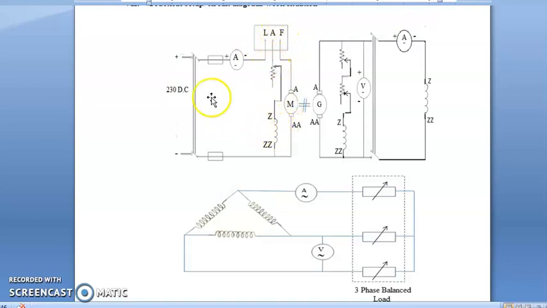by adjusting the field, just start the motor with the help of a three-point starter, and then vary the field rheostat. By varying the field rheostat you should obtain the speed at the synchronous value of the generator. Suppose my synchronous speed of generator is 1500 rpm. I can obtain this speed by varying the rheostat connected to the field circuit of the motor. You should vary this and obtain the synchronous speed of the generator.